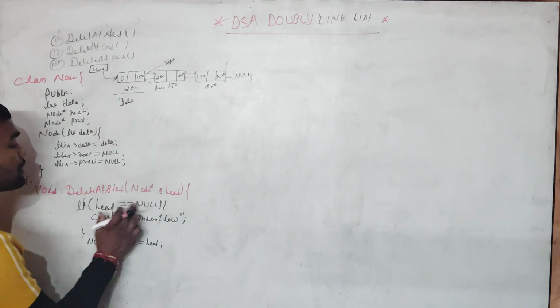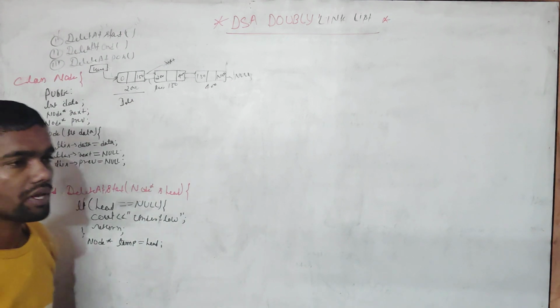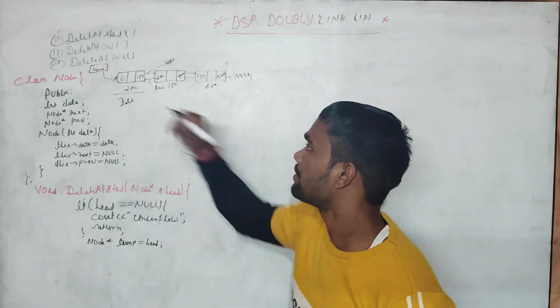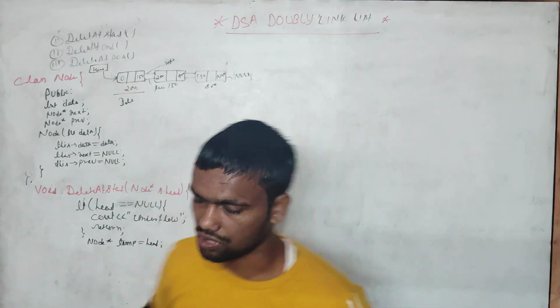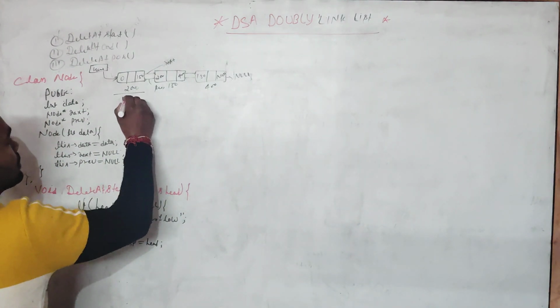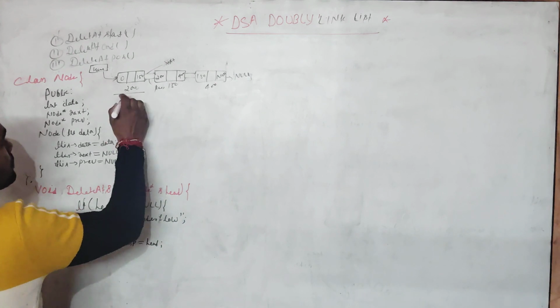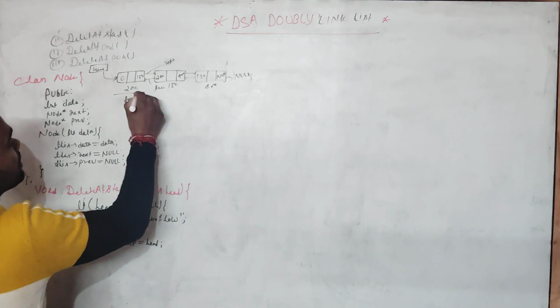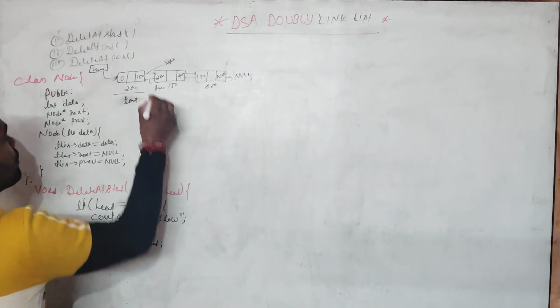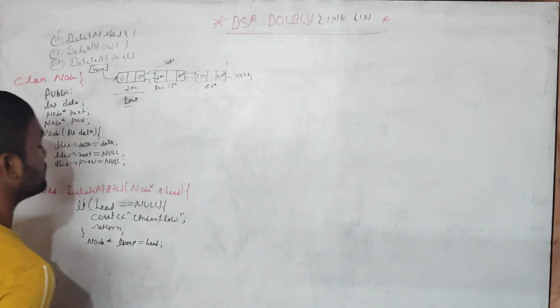If head is equal to null, then our linked list will be underflow. I'm just creating one node. Suppose this node is 10. Suppose this is a temp node, a temporary node. Okay, fine. Just creating a temp node.